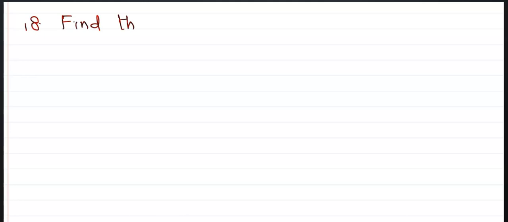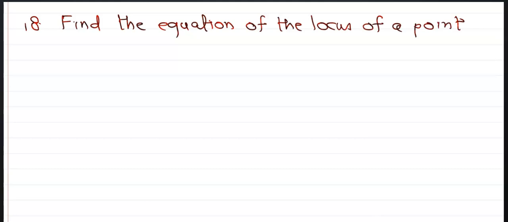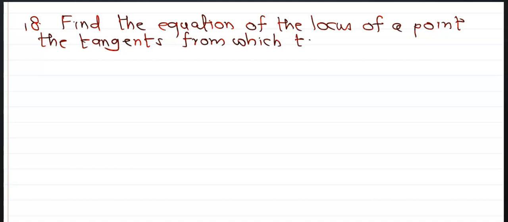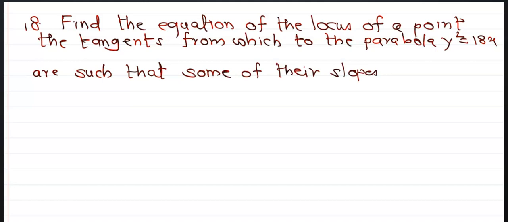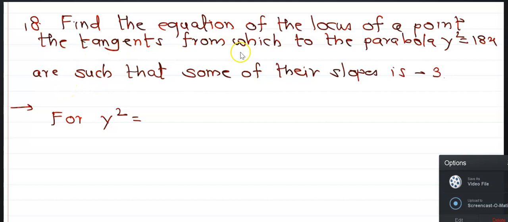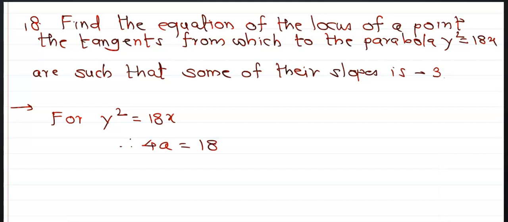Now the problem number 18: find the equation of the locus of a point, the tangents from which to the parabola y square equals 18x are such that the sum of their slopes is minus 3. Now, y square equals 18x, 4a equals 18, therefore a equals 9 by 2.